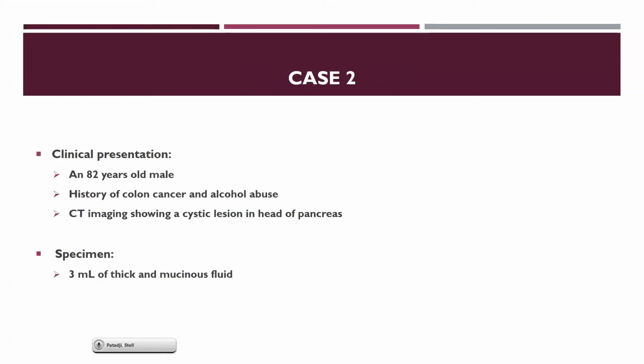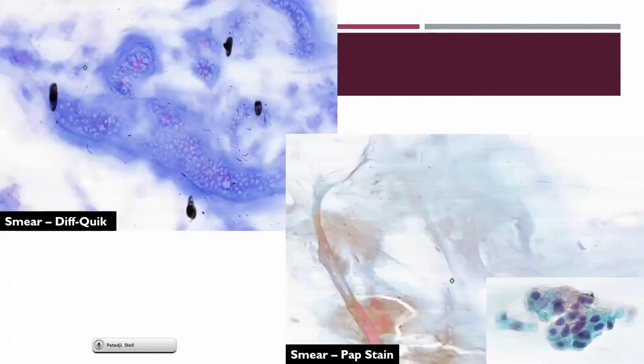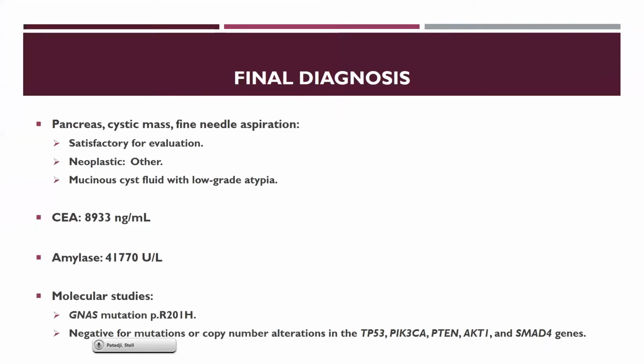Case 2 is that of an 80-year-old male with a history of colon cancer, alcohol abuse, and a CT finding of a pancreatic cyst. We received 3 milliliters of thick and mucinous fluid. The smears were hypocellular but showed thick colloid-like mucin with bland columnar cells. These findings were positive for neoplasm, mucinous cyst fluid with low-grade atypia. The high CEA and amylase level, in addition to the GNAS mutation, are in keeping with a low-grade IPMN.